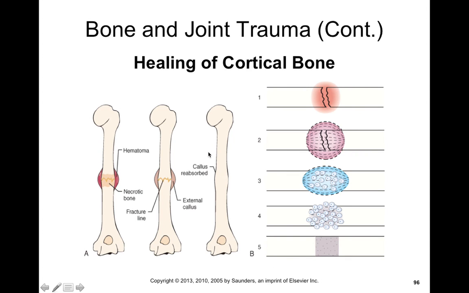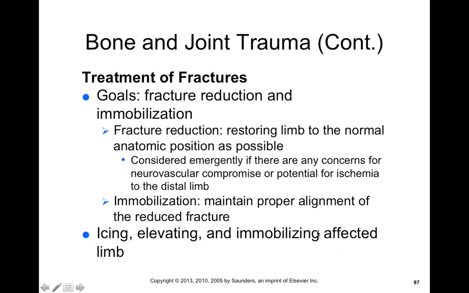So in terms of healing, we talked about this back in chapter 50. We said that the first stage of bone fracture repair is hematoma formation. That gets converted to a fibrocartilaginous callus, which is converted to a bony callus, and then that's remodeled over the course of years.